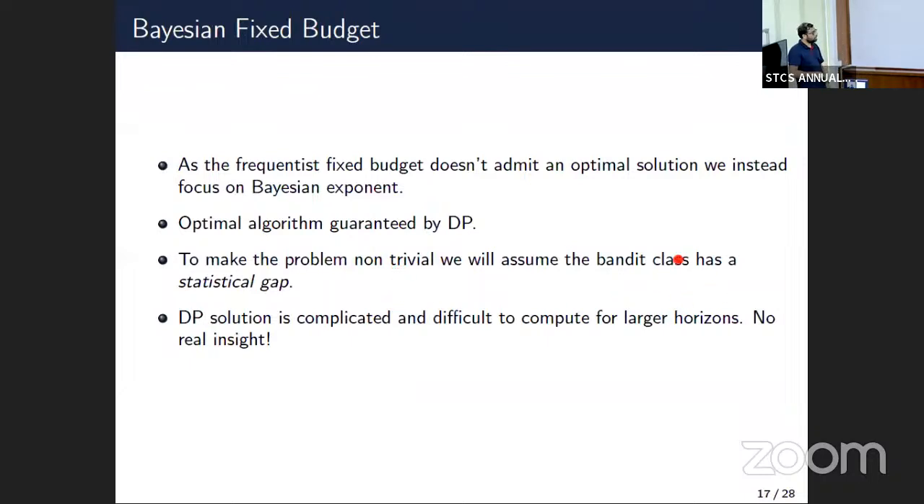So instead, to make this problem non-trivial, we'll assume a certain statistical gap. We'll define what the statistical gap is in the next slide. But this statistical gap ensures that there exists a non-trivial positive optimal Bayesian exponent. So why do we need to go beyond the DP solution? Because the DP solution is very hard to compute typically and doesn't give real insight into what is happening.